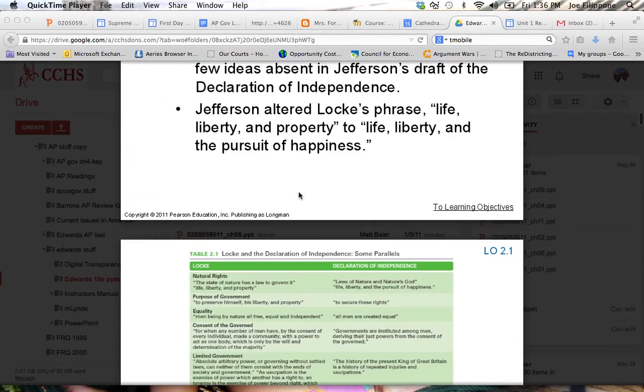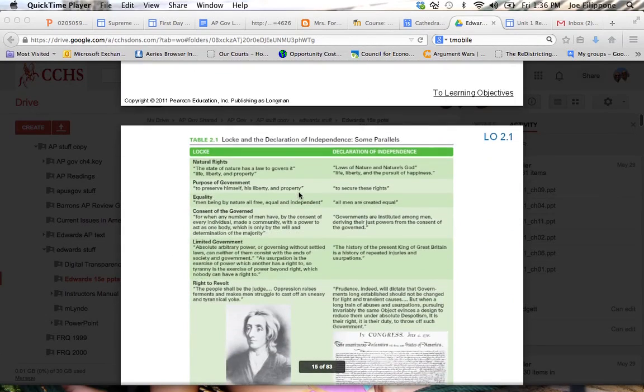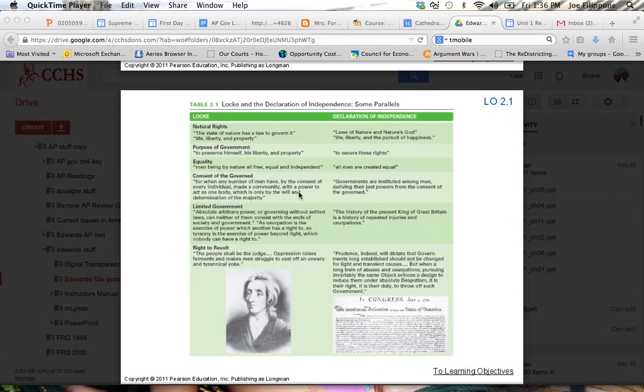Okay, so we're looking at John Locke. Let's look at him and the Declaration of Independence. John Locke talked about natural rights, that the state of nature has a law to govern it, and he talks about life, liberty, and property. In the Declaration of Independence, Thomas Jefferson talks about life, liberty, and the pursuit of happiness.